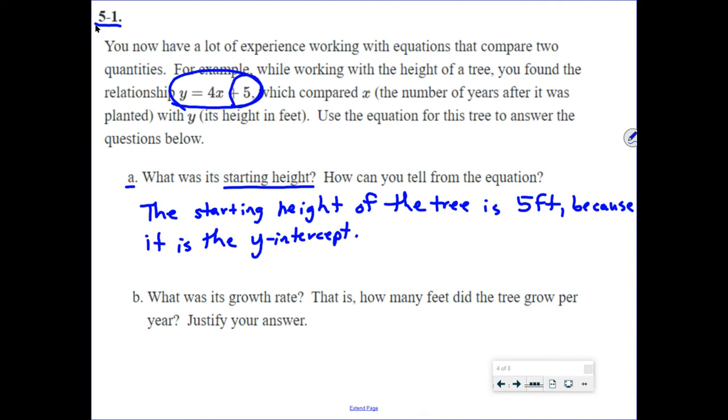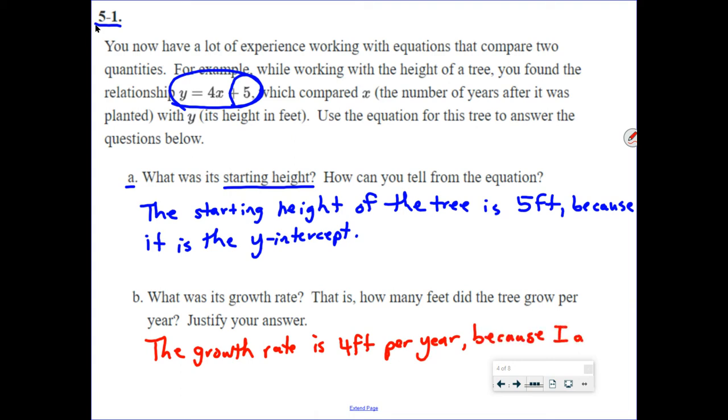Cool? And then letter B, what is the growth rate? That is, how many feet did the tree grow per year? Justify your answer. Go. All right, here's what you should have. The growth rate is 5, what's wrong there? Ooh, that was close. 4 feet per year. Okay, and does it justify your answer?